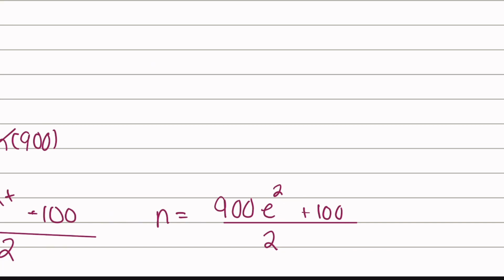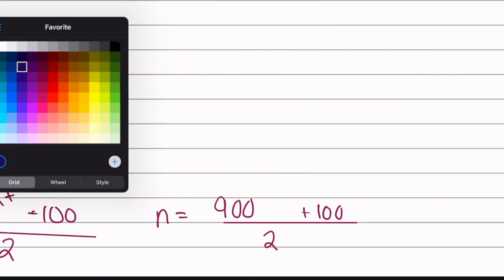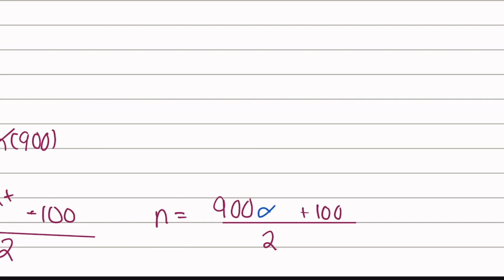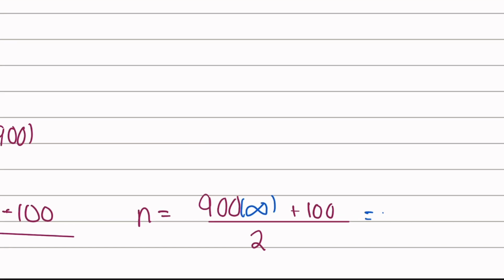Right, so anything to the power of infinity is infinity, meaning this whole thing is infinity. And anything times infinity is also like a bigger infinity. This is like 900 times infinity, and then plus 100, and then divide by 2, we're talking about an infinite number of fish, right? So this is going to be an infinite number of fish, which I'm not sure this tank is going to be able to hold.